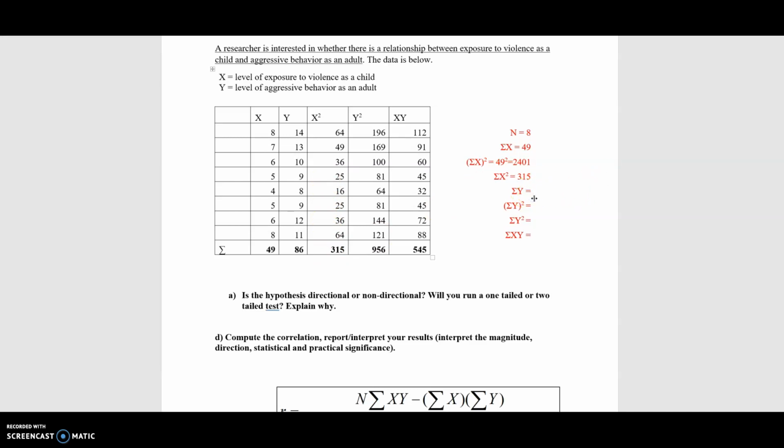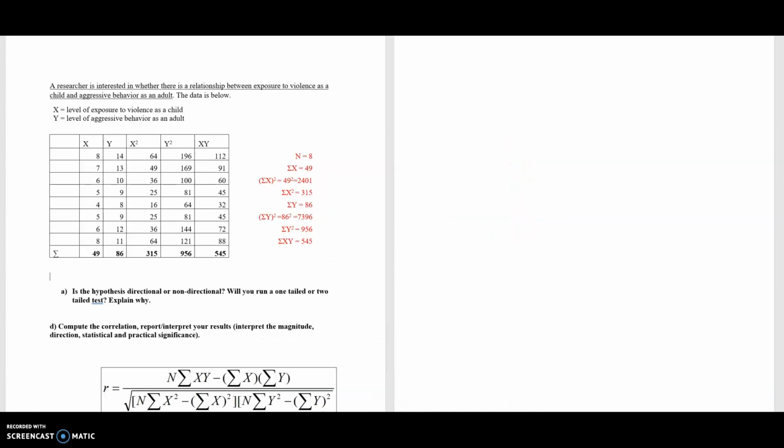The sum of our y is 86. Then we'll take this number 86 and square it. So this is 86 squared. And 86 squared gives us 7,396. Then we'll find the sum of all our squared y's, which is 956. That's when you square them first, then add them up. And then the sum of all our xy combos, so that's 545, and that was found right here in our table. Okay, now that we have all of the numbers that we need, we can go ahead and include them in our formula.